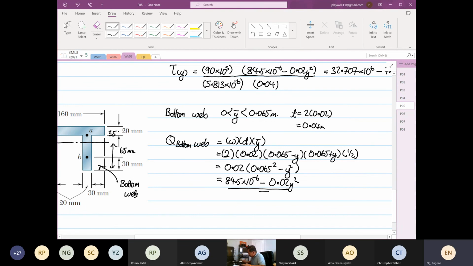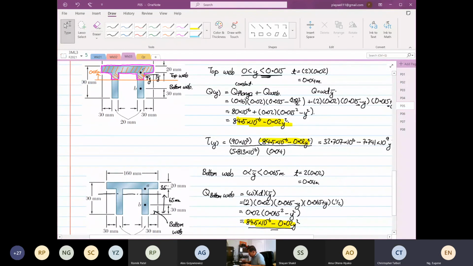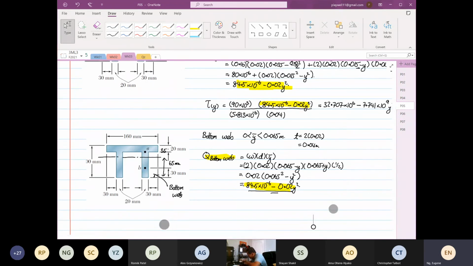Now, did you all see this number before? Anyone? Yeah. Can you all see that? So if you take your analysis from the top or from the bottom, the first moment of area is the same. Yes or no? This is Q from the bottom. This is Q from the what? The top. This is because the first moment of area about the centroid, either from the top or bottom, is the same, mathematically.